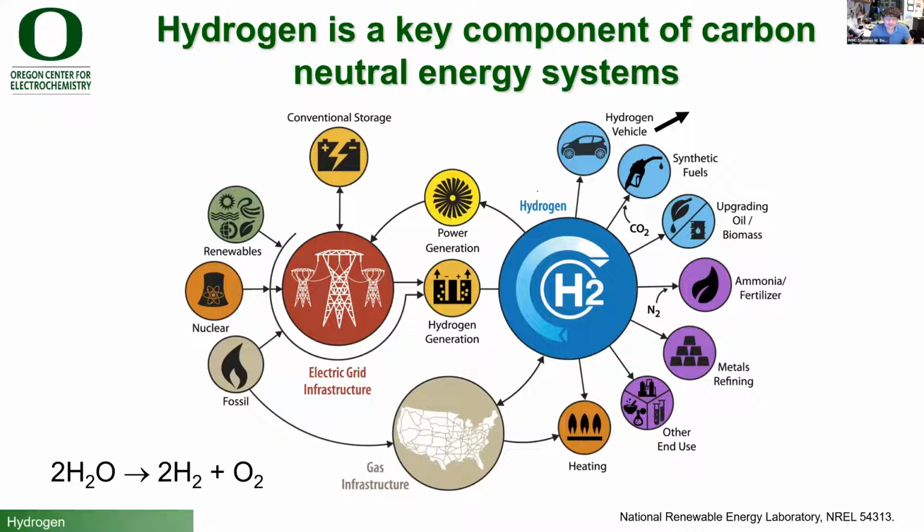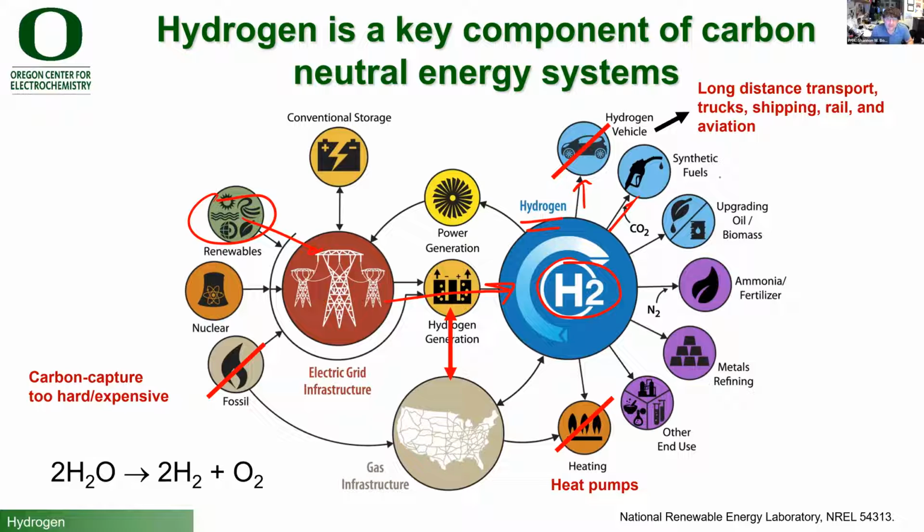So you've probably seen this diagram. This is a diagram that shows how hydrogen made primarily via electrolysis from renewable electricity is critical for many different applications. Okay. I've made some modifications to this diagram, but essentially we need it for synthetic fuels. We need it for long distance transportation. We need it for metals refining. We need it to make fertilizer. We need it to use biomass. We need all these applications of hydrogen.